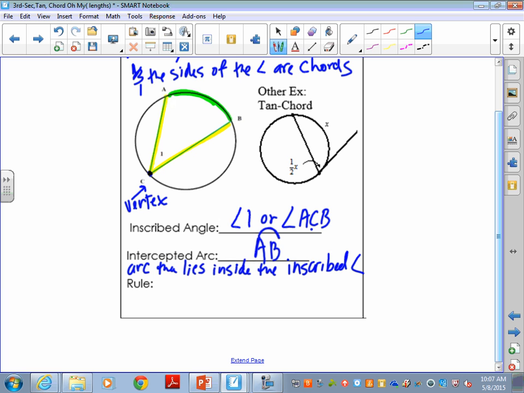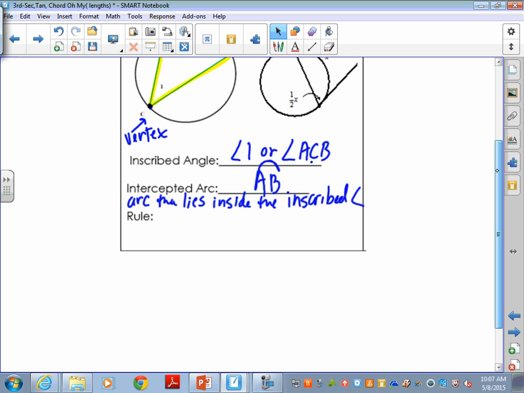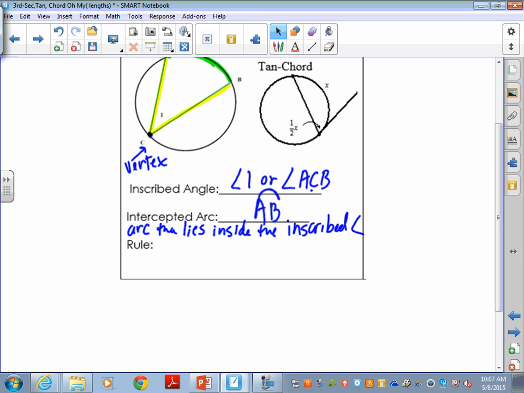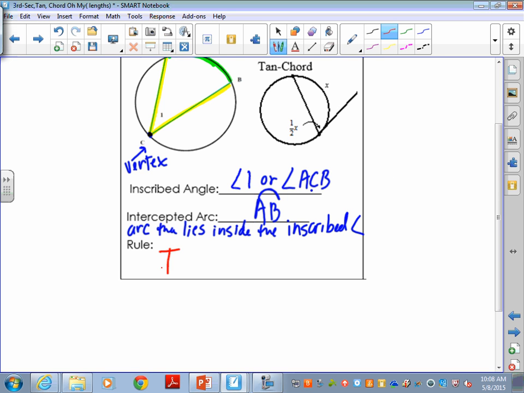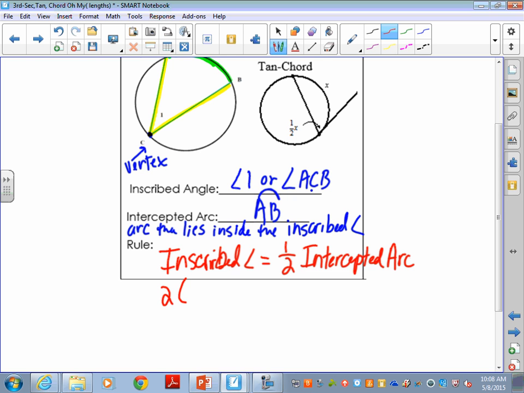The rule is, first identify if it's an inscribed angle. If you see an inscribed angle, and I'll put this in red so you know it's a rule: whenever you have an inscribed angle, its measure is half the intercepted arc. The measure of the angle will be half the arc, and vice versa. Okay? So I could double the angle to get the intercepted arc.